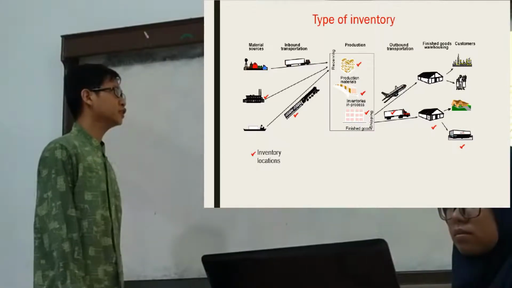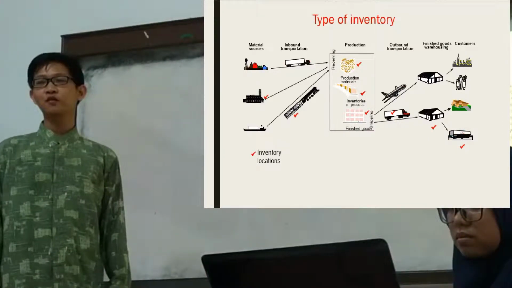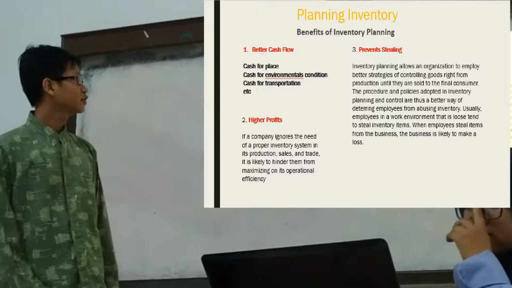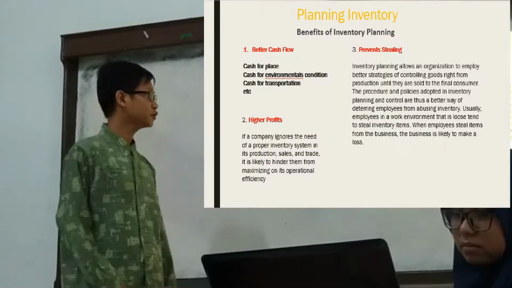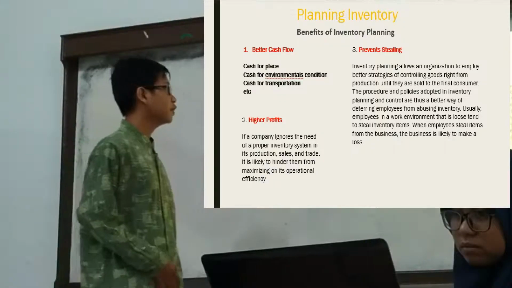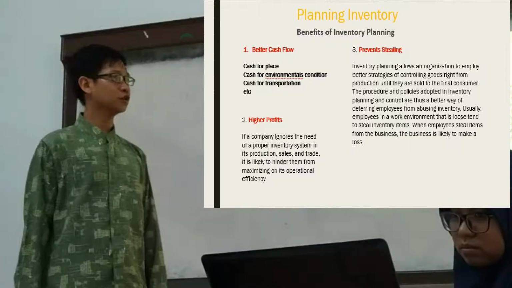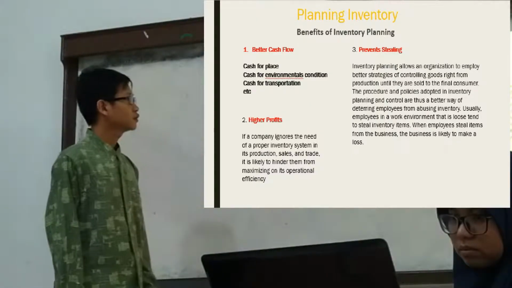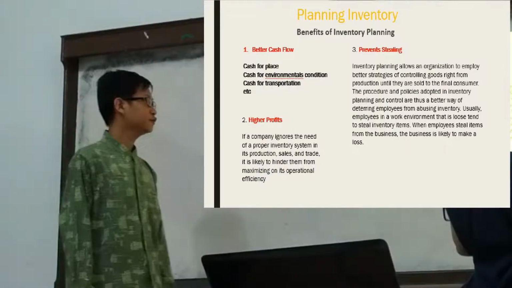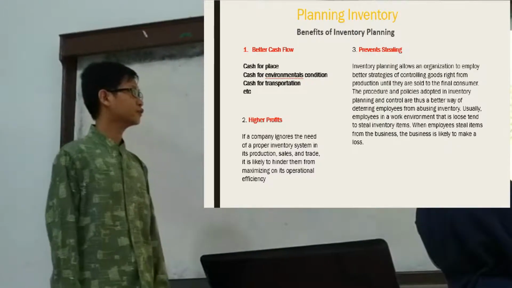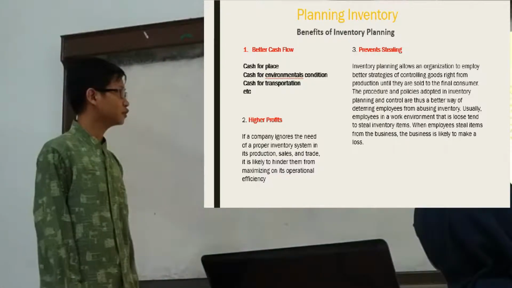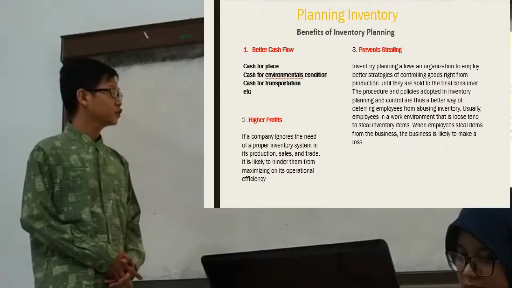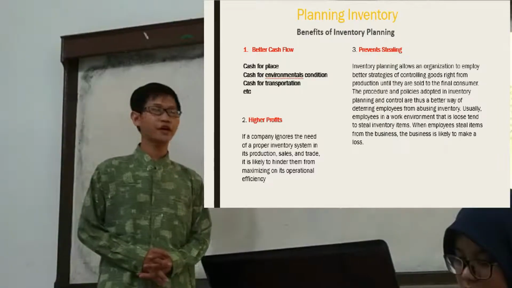this is the planning inventory, and this is the benefit. Of course, you should know what benefit we get from applying inventory. The first is better cash flow. Why? Because the first, there's cash for place. The second, cash for environmental condition. And the third is cash for transportation and so on. That's about cash. And second is higher profit. You will get higher profit if you have the inventory.